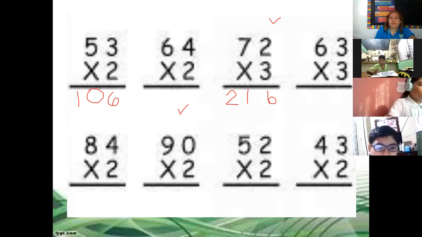15. But what numbers did you multiply? 9, 2. What numbers? 9 and 2. And the 0? What happened with the 0?